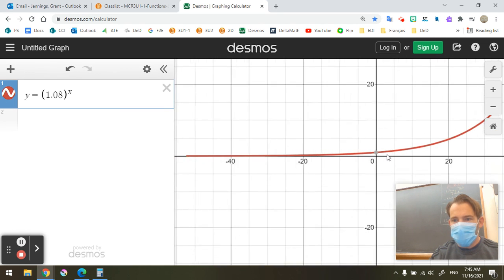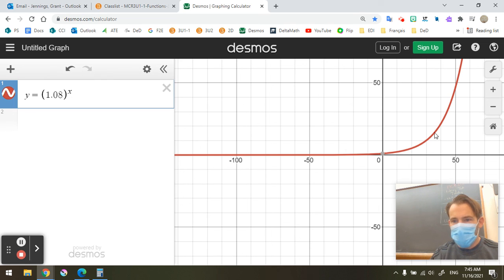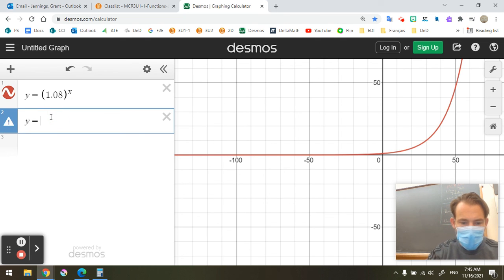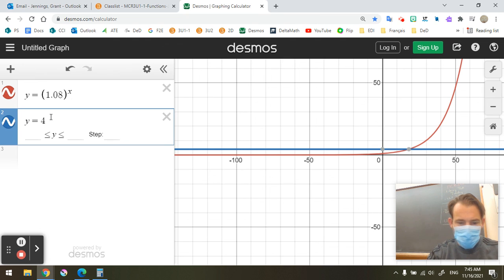Okay? It's rising very slowly, but as you see, as I zoom out more and more, it looks very exponential over there. The population is going to have some problems in about 50 years. It's going to be 50 times their population in 50 years. It's pretty cool. Okay, and then I want to know, when does y equal 4 and a third?